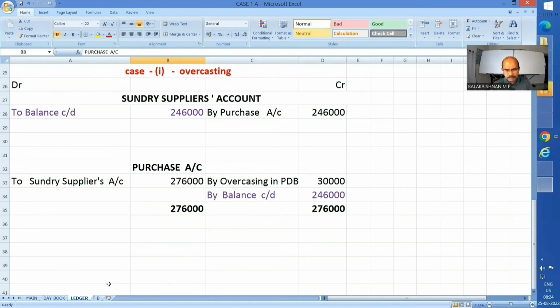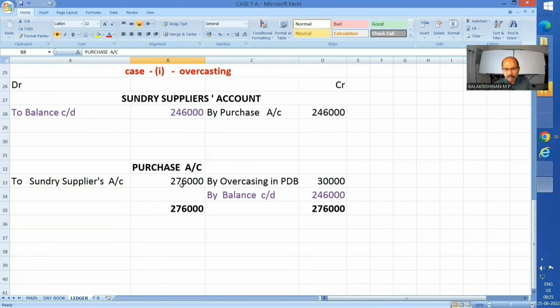We find here also the supplier's account, he did not do anything. He has made the mistake only in the purchase day book. There, instead of 2,46,000, he had totaled it erroneously to 2,76,000, and the same is reflected in the purchase account also. So there is an excess debit shown in the purchase account. He will simply credit that account by writing "by overcasting in purchase day book 30,000".